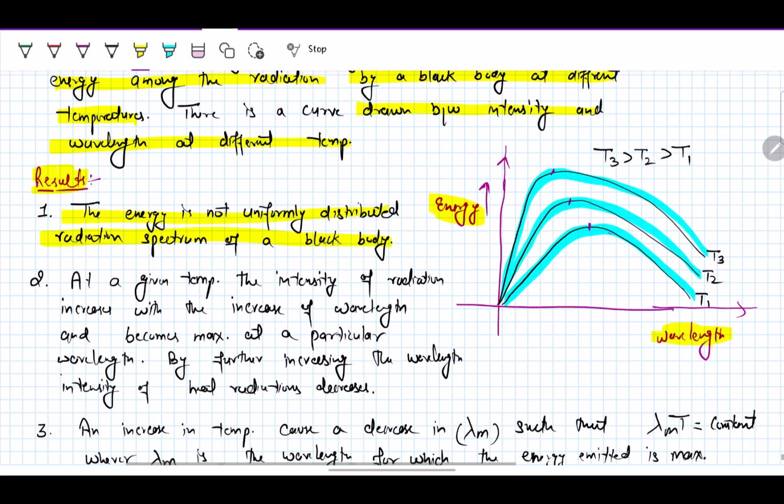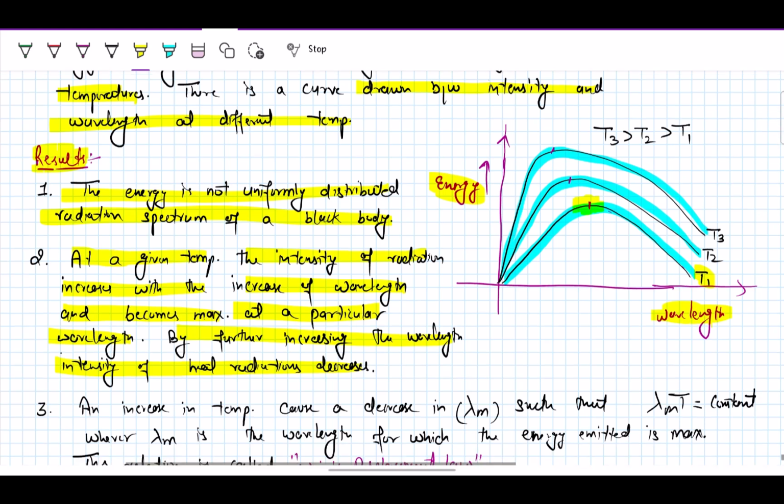Now the second finding is that at a given temperature, let's say T1, the intensity of heat radiation increases with the increase in wavelength and becomes maximum. And at a particular wavelength, by further increasing the wavelength, the intensity of heat radiation decreases. It means the intensity increases till this point, remains constant for a certain wavelength, and then decreases again with further increase in wavelength.